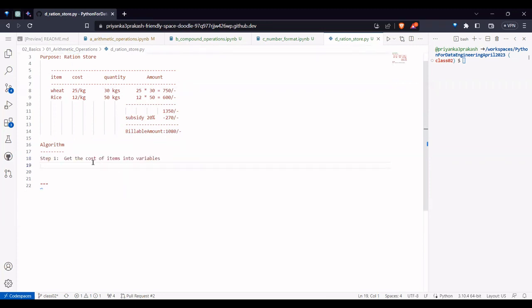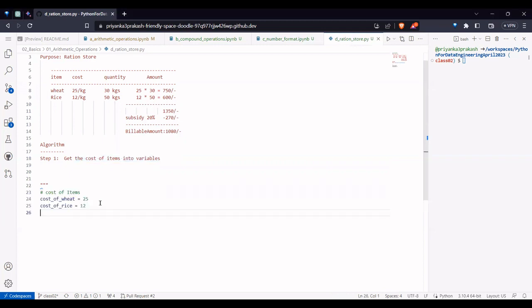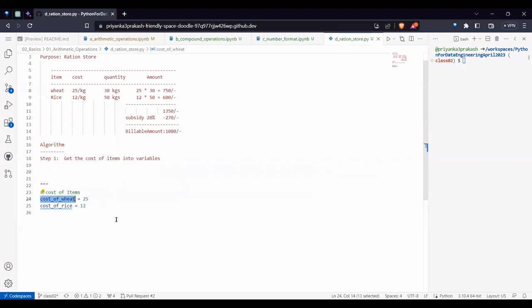So first, what I need to do: get the cost of items into variables. For every variable, I need to define the cost. So for that, I need to first define them. And you see, I wrote a comment to understand, and I wrote the variable. A variable should have a meaningful name. That's why I used an underscore. PEP 8 says to use underscores for all the variables, right? Except classes. So that's why I did. Cost of wheat, whatever is given. Cost of rice, whatever is given.